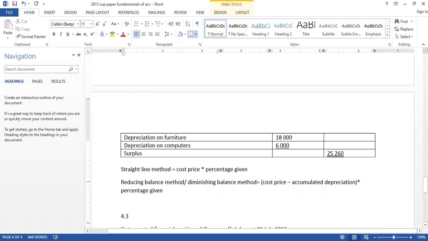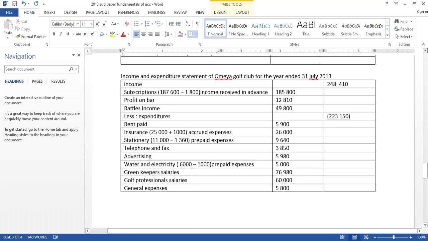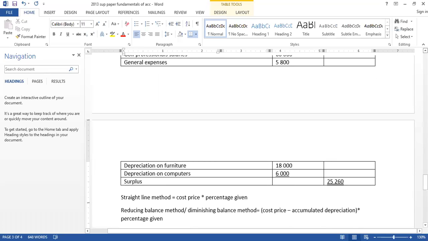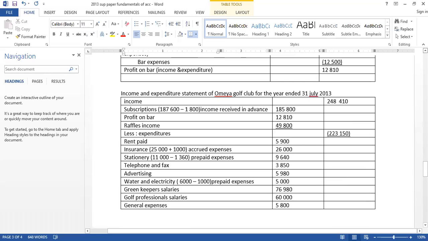So if we check here, if you remember in the last session, in the last paper that we did, when I explained prepayments and accruals, I said, please note it down: prepaid expenses and accrued income are current assets, while accrued expenses and income received in advance are current liabilities.